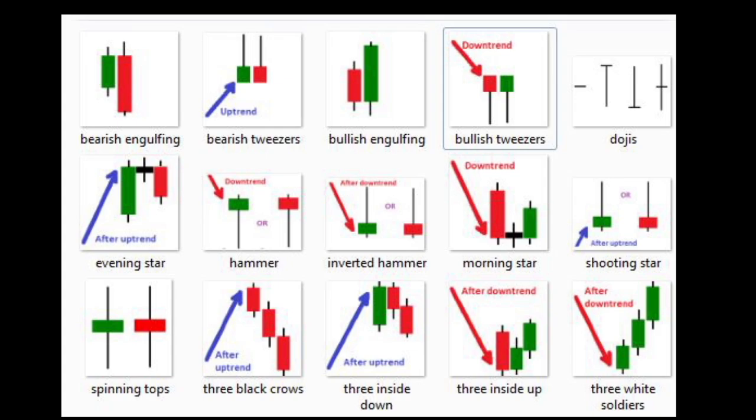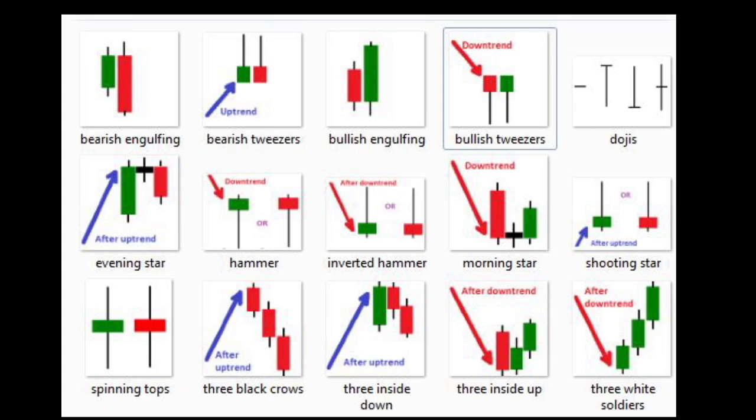Now we have the bullish tweezers. With the bullish tweezers, it's the exact opposite of the bearish tweezers. I like those. I like seeing them because I know that an upside is definitely possible. All right, the dojis we'll go over here in a minute because there are a few of them that I'd like to touch base on.